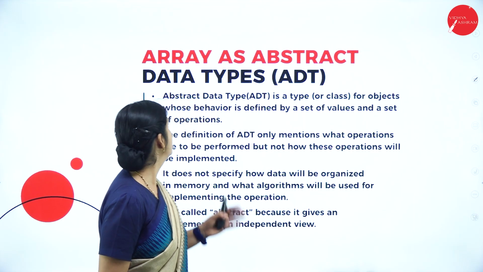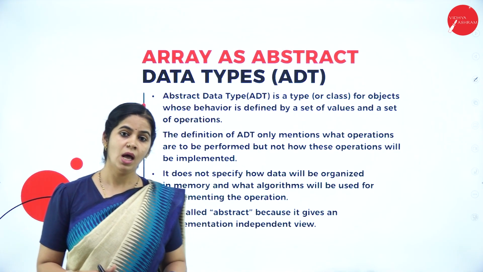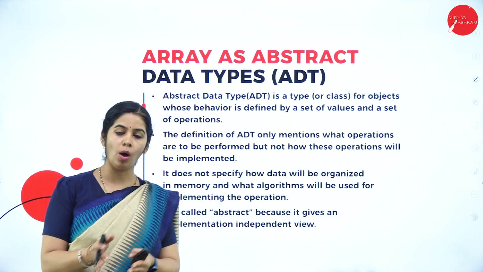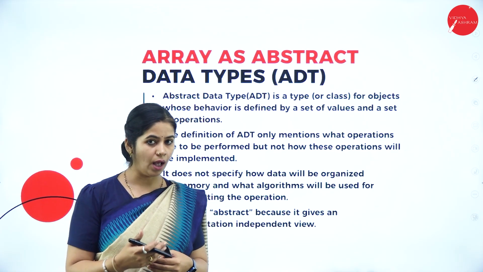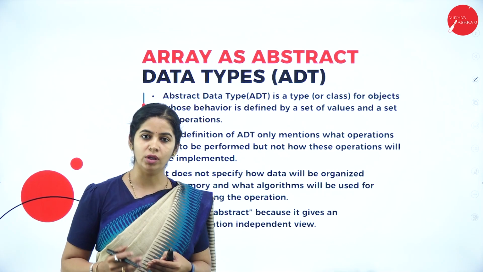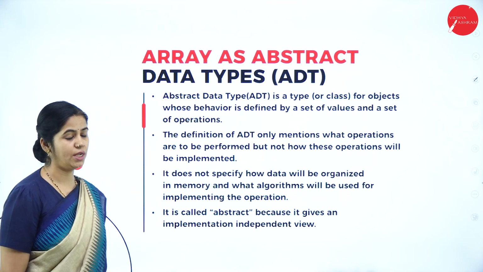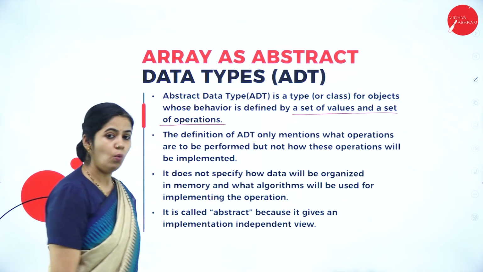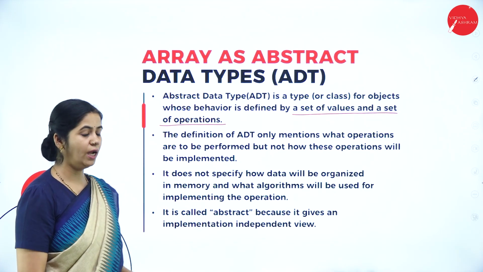Okay, next we have array as an abstract data type. First, we have to understand what an abstract data type is. An abstract data type is a combination of the value and the operation. We have already discussed how values are given to an array or data structure, and what operations we have on it. By combining those two, we get the abstract data type. It is a set of values and a set of operations, and it describes what value we give for which operation.